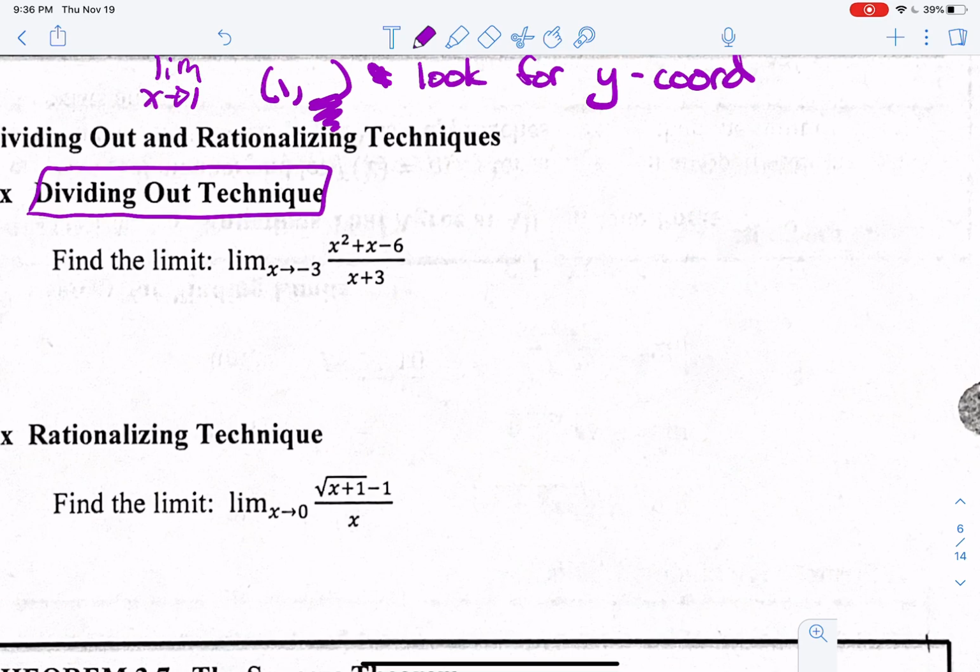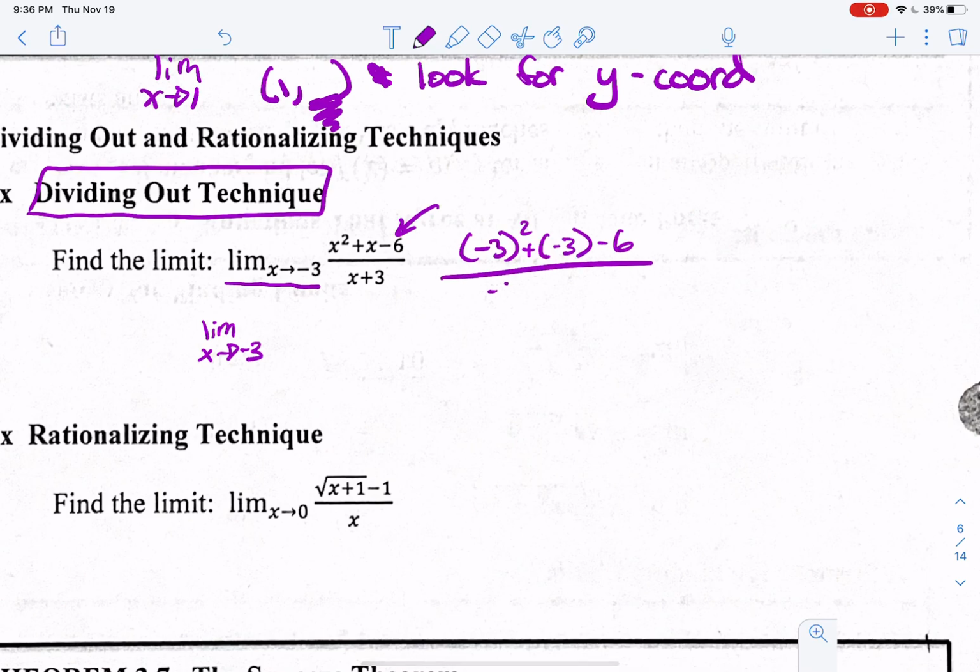They are wanting us to find the limit as x goes to -3. And remember I said that sometimes it'll be written with that off to the side. Most of the time you'll see it where that x goes to -3 is on the bottom. But the limit as x goes to -3, if we try to physically plug -3 in here, we'll end up with -3 squared plus -3 minus 6 over -3 plus 3.